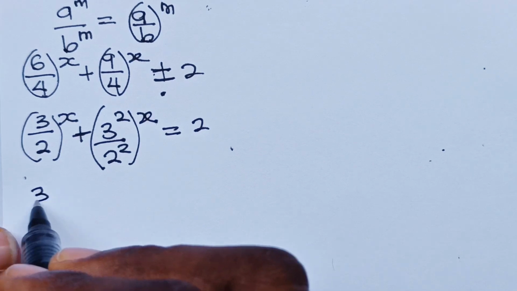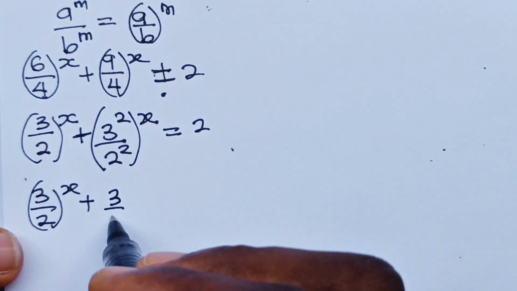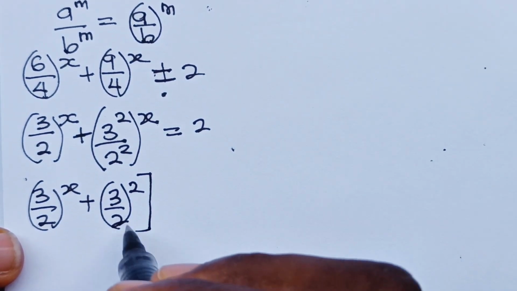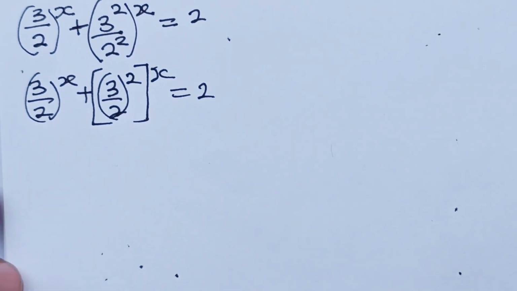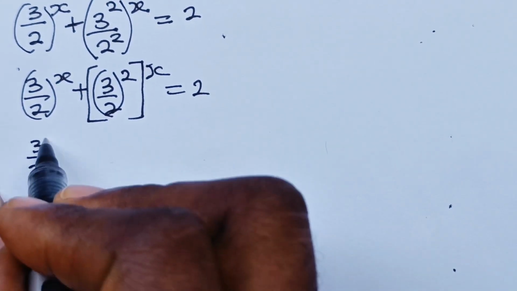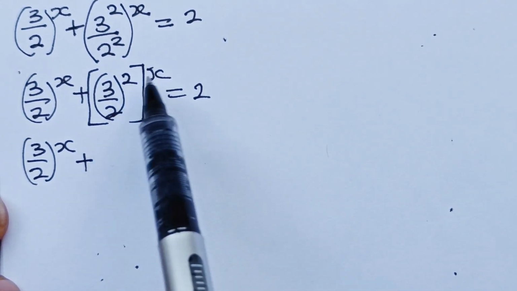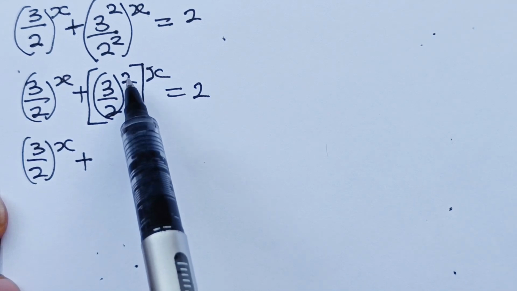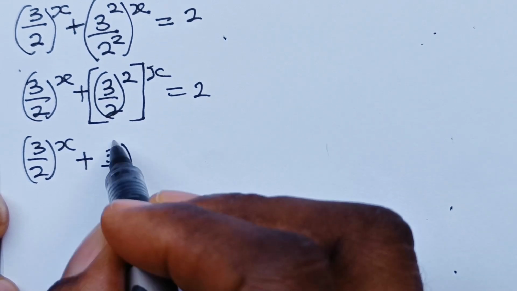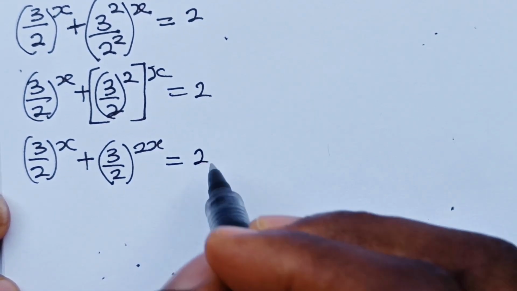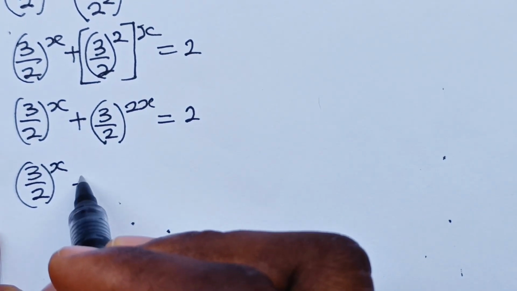Now we have 3 over 2 raised to the power of x, plus, we are going to write this as 3 over 2 raised to the power of 2, everything raised to the power of x is equal to 2. So we have 3 over 2 raised to the power of x plus, now recall that when you have 2 powers on a base, all you need to do is multiply the 2 powers to get 1 power. So this can be written as 3 over 2 raised to the power of 2x, is equal to 2.